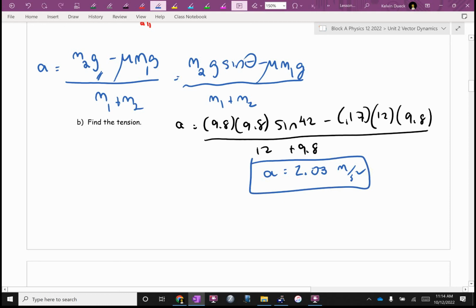Tension. Which mass would you probably choose to find tension with? I think so. What's my equation for m1? Which way is m1 accelerating? To the left? And so m2 is getting pulled up the ramp? Which way is m1 accelerating? To the right. Who's winning on m1?